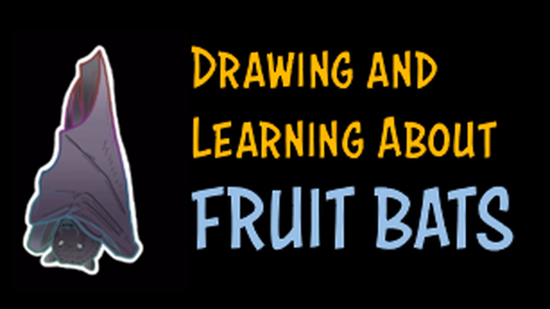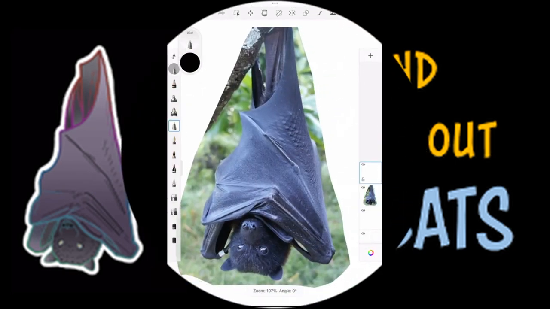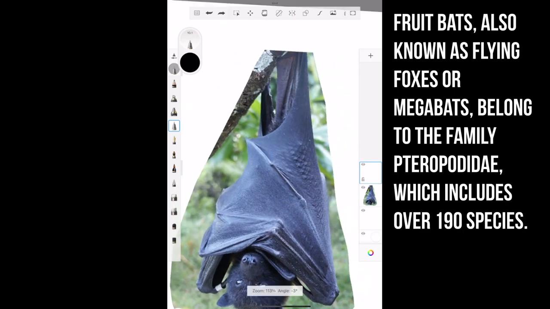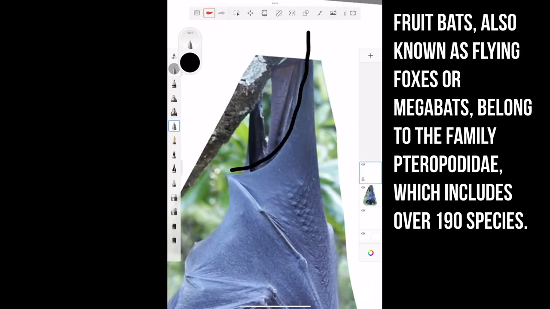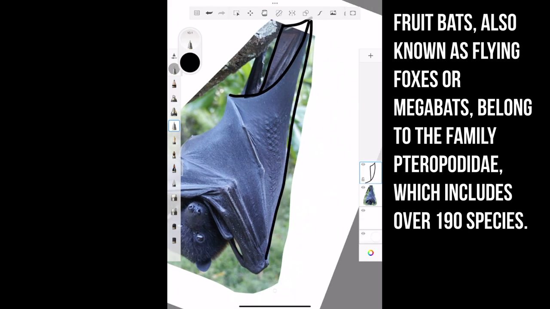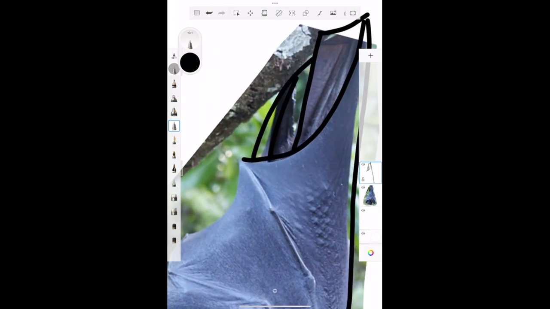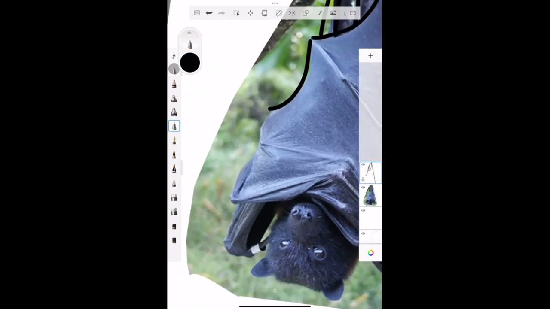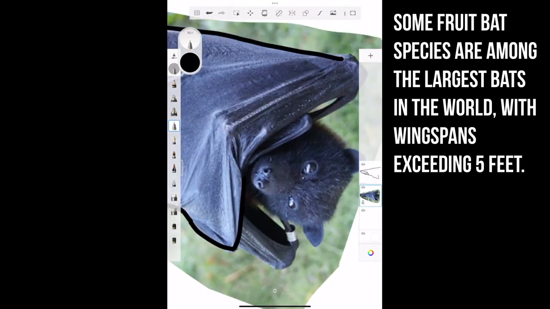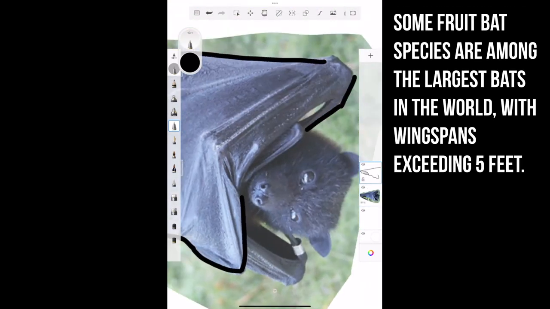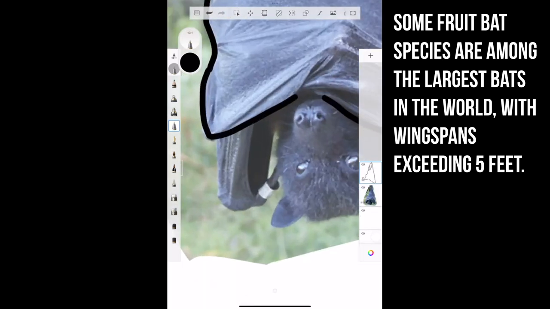Drawing and learning about fruit bats. Fruit bats, also known as flying foxes or megabats, belong to the family Pteropodidae, which includes over 190 species. Some fruit bat species are among the largest bats in the world, with wingspans exceeding 5 feet.